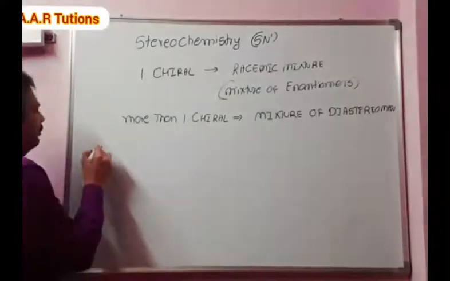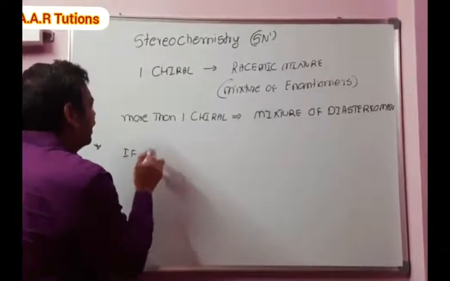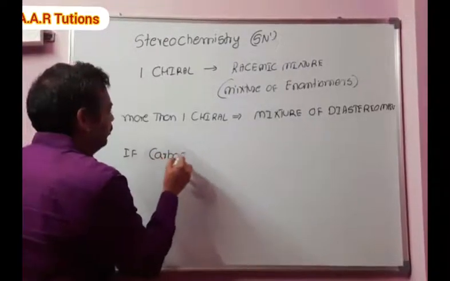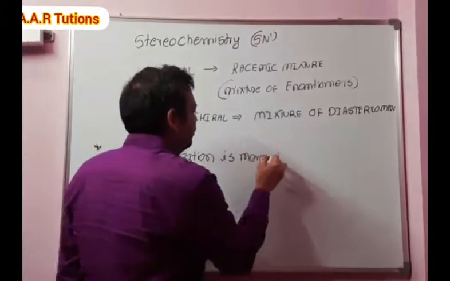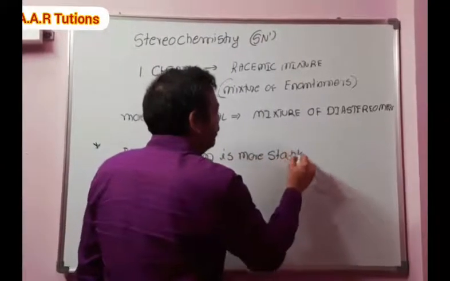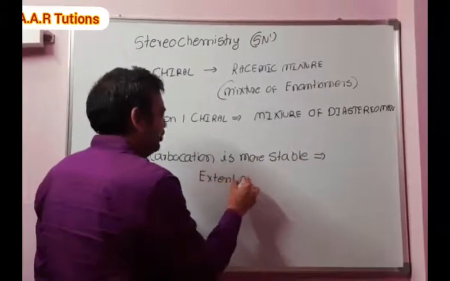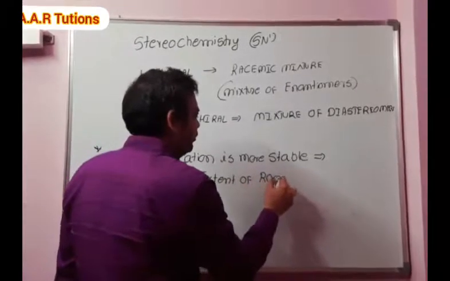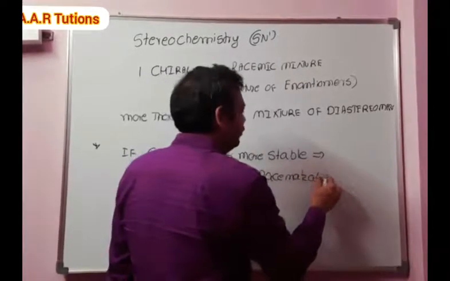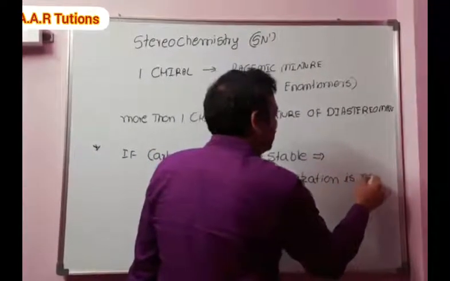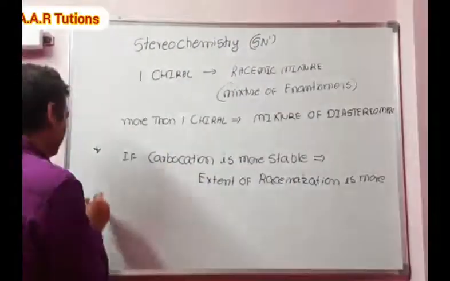Now, one important point: if the carbocation is more stable, the extent of racemization is more. In the case of one chiral center, if the carbocation is more stable, the extent of racemization is more.